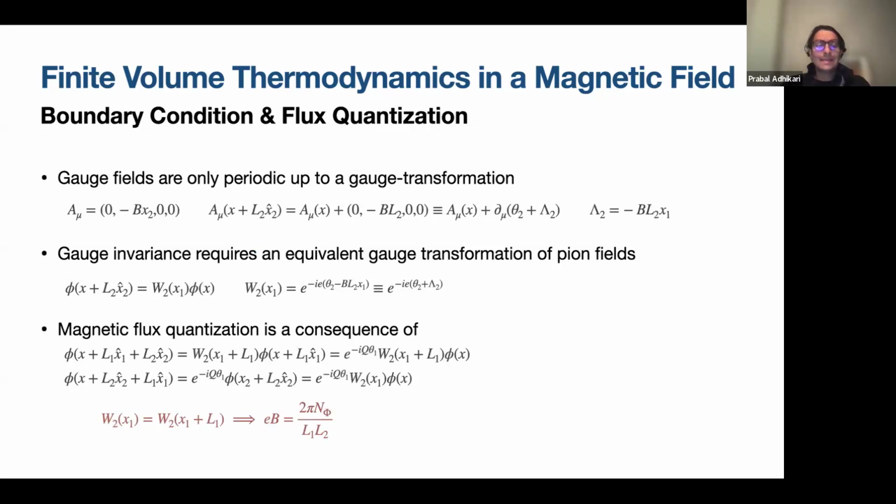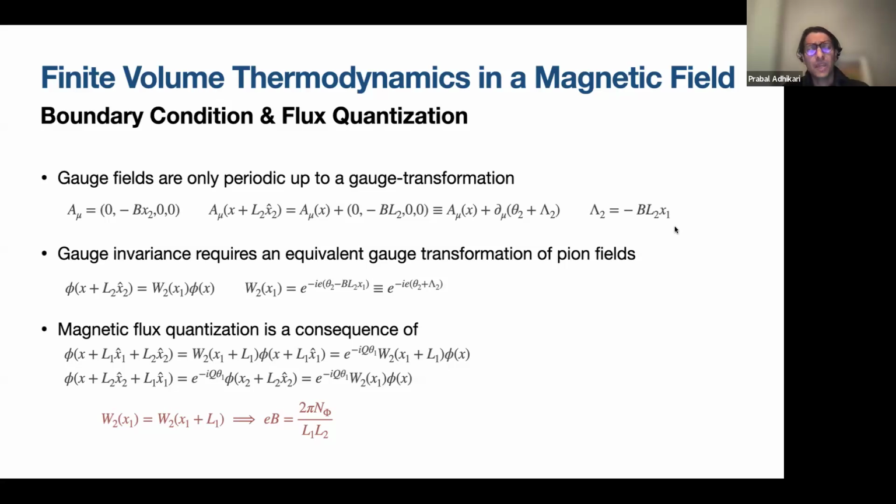So the first thing to note is that if you take that gauge field for a uniform magnetic field and you go, say, around the second spatial direction, what you'll notice is that the gauge field changes as you go around the box, and this change is a gauge transformation, and this gauge transformation is encoded in this quantity, okay? So this theta here is a constant, and this derivative doesn't care about the theta. This is what's called a twist angle. And then this lambda 2 is basically this minus BL2 multiplied by x1, okay?